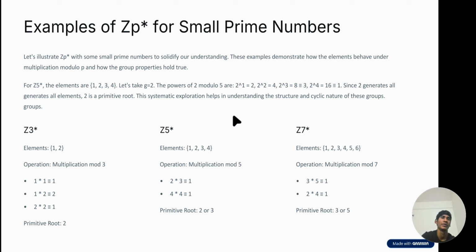This systematic exploration helps in understanding the structure and cyclic nature of the groups. For example, in Z3: 1 times 1 is 1, 1 times 2 is 2, and 2 times 2 is 1. In Z5: 2 times 3 is 1, 4 times 4 is 1, and 3 times 2 is 1. I'm concluding my presentation after giving an example.